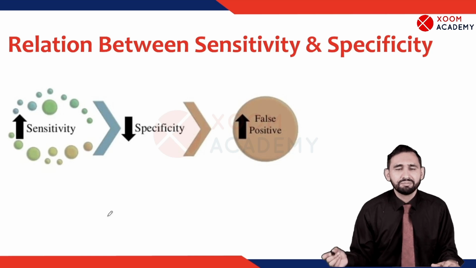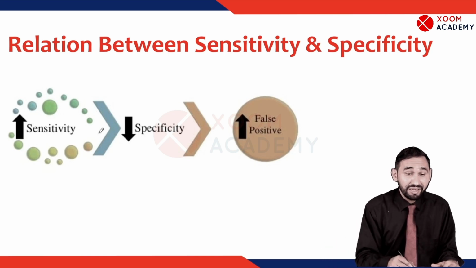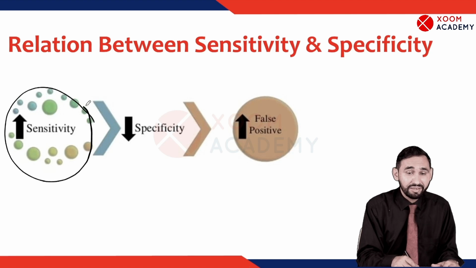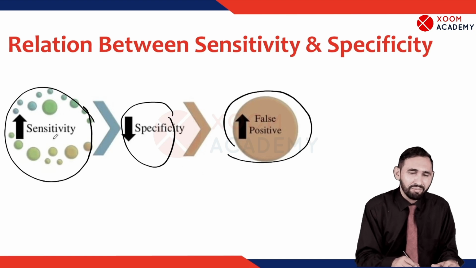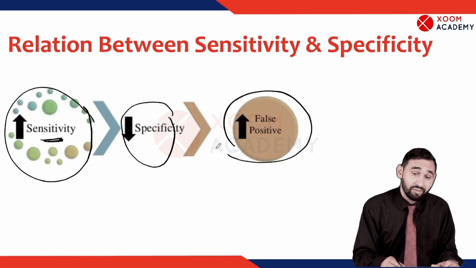What is the relationship between sensitivity and specificity? Indirect relation. If one is increasing, the other is decreasing. And what will be the effect on false positive? They are increasing. Why? Because the number of diseased ones is increasing, so there are greater chances of false positive.